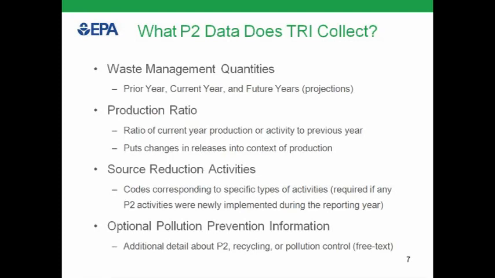Under the PPA, we collect basically four types of info. So first, for each facility, for each chemical they're reporting, we find out how much waste they're generating for that chemical and how they're managing it.